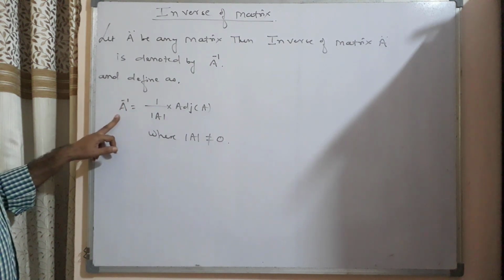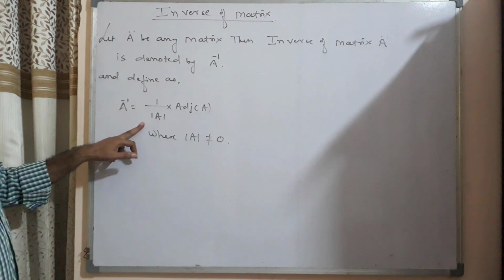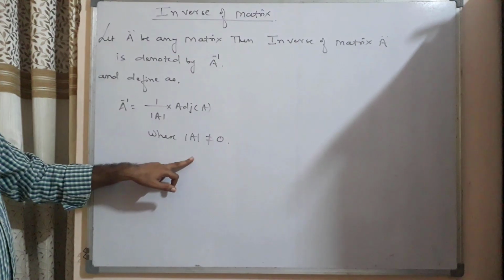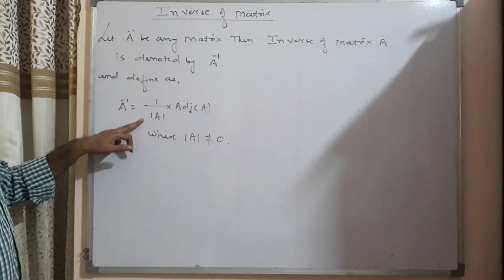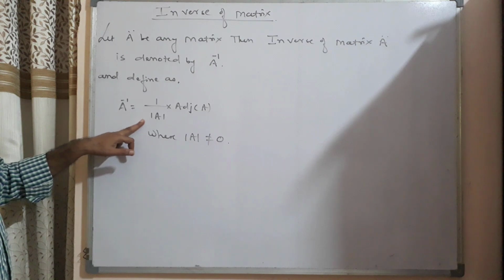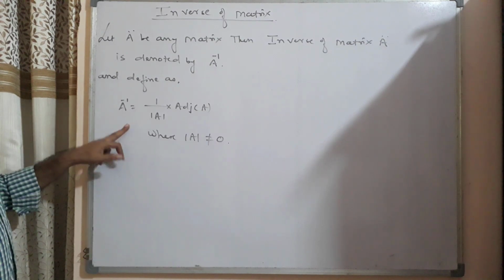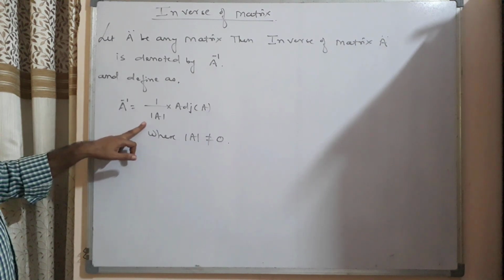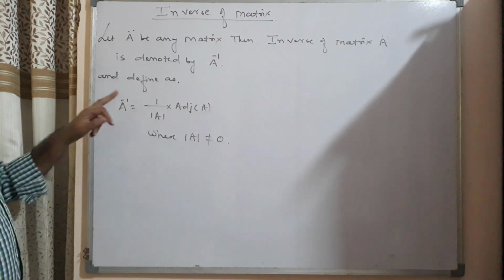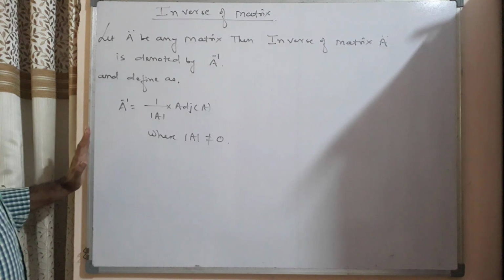So A inverse is defined as 1 upon determinant of A into adjoint of A, where determinant of A is not equal to 0. If suppose determinant of A becomes 0, then 1 upon 0 means infinity, that is, not defined. That is why this condition is very important: when you find out the A inverse, the determinant of A must not be equal to 0.